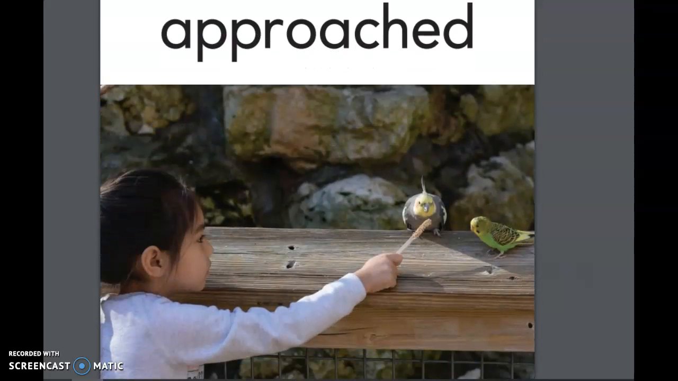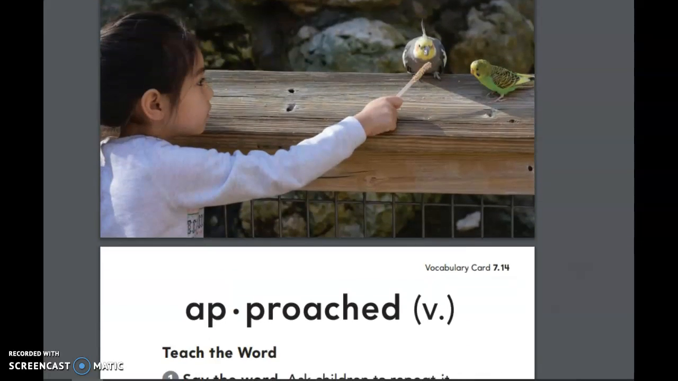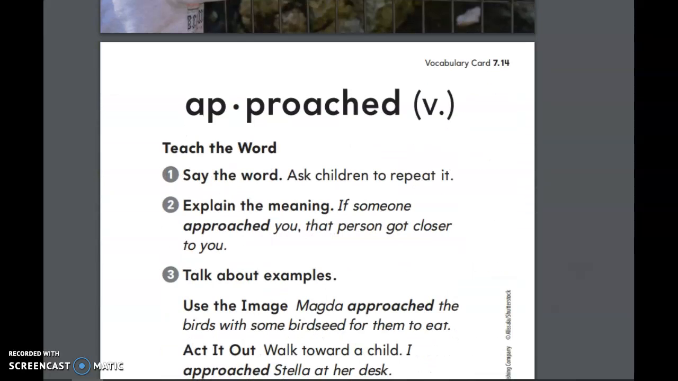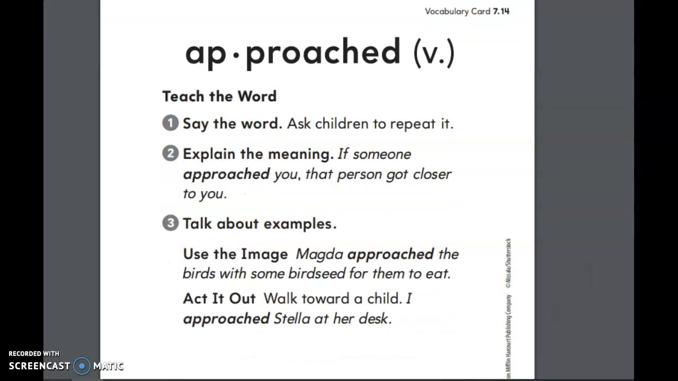Approached. This is a picture of a little girl approaching a bird. Approached. It is also a verb. If someone approached you, that person got closer to you. Walk toward a child. I approached Stella at her desk. So if I'm walking close to you in class, I approached you.